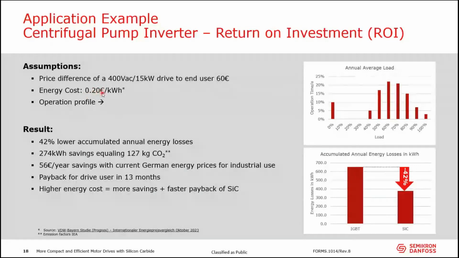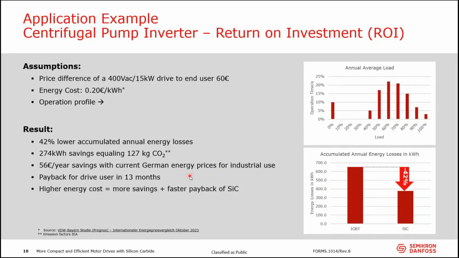I chose Germany. And I use this kind of operation profile for my simulation. So I say that 10% of the time, there's no load. The drive is actually in standby. 5% of the time, my drive would run at 40% load. Then roughly 17% of the time, it would run at 50% load and so forth. And if I use this load profile and accumulate the losses over 1 year, then what comes out, you see here. So IGBT losses is roughly 650 kilowatt hours in 1 year, while the losses on the silicon carbide drive is 42% lower. That's quite something.